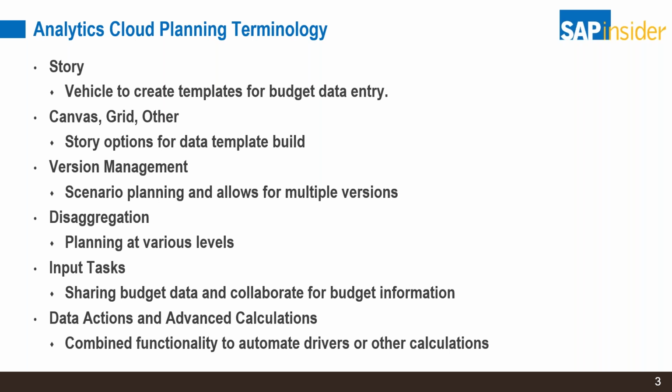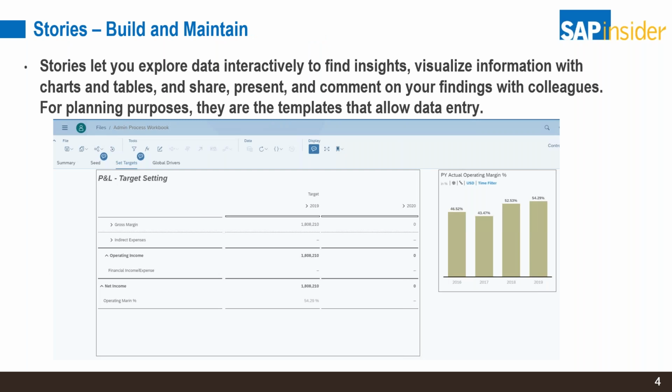This is a really nice feature where, in some other solutions, you're always having to plan at the base level of your hierarchies. Instead, within the Analytics Cloud solution, I can plan at any level I want. I can plan at total products, at a summary level or a product grouping, or at the base level product. That really gives you flexibility in how you want to plan. Then there are input tasks, being able to share, data actions, and advanced calculations. So let's talk about those for a moment.